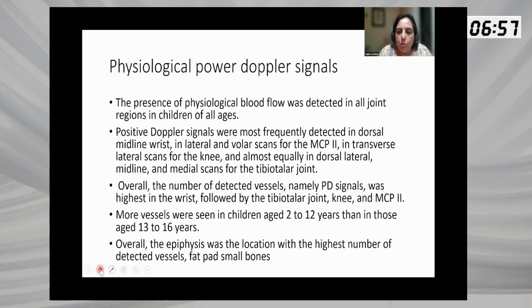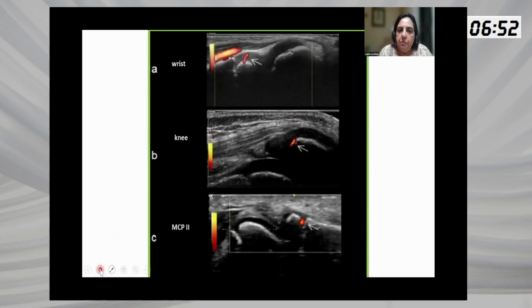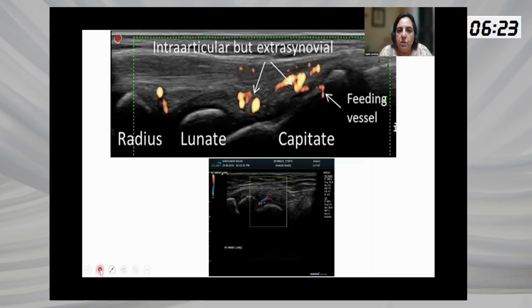When you have inflamed joints, you have increased vascularity, but know that children have much more physiological blood supply, and pathology is only when the Doppler signal is within the joint, that is intra-articular, and intrasynovial means within the synovial recess. So when you see a vertical blood vessel entering the bone, this is a feeding vessel of the open physis, as is this one here and this here. So though you are seeing Doppler signal, this is all physiological.